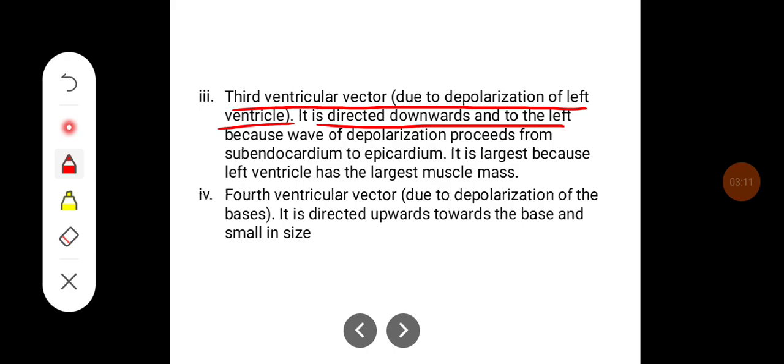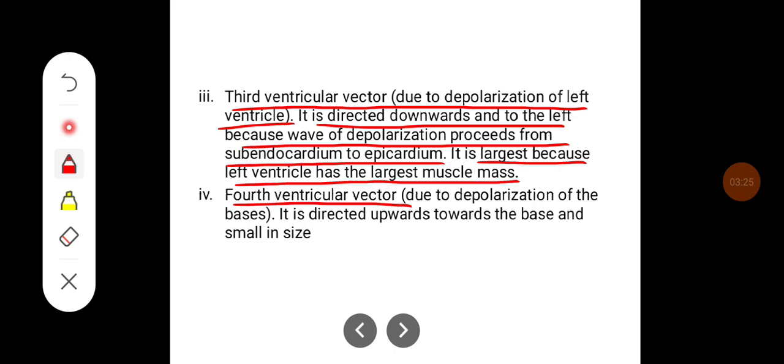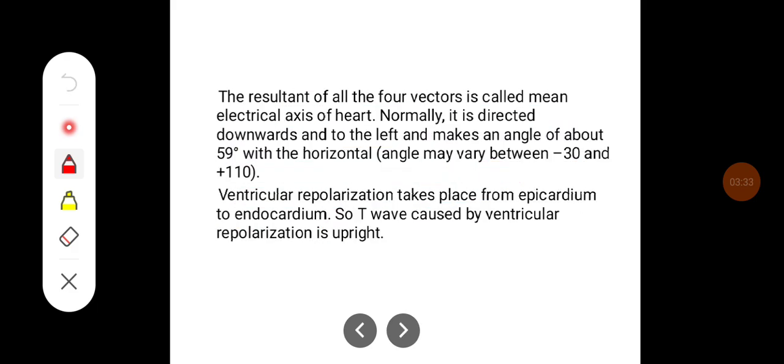The third ventricular vector is because of the depolarization of the left ventricle and it is directed downwards and left because the wave of depolarization proceeds from subendocardium to epicardium. It is the largest because left ventricle has the largest muscle mass. The fourth ventricular vector is because of the depolarization of the bases. It is directed upwards towards the base and small in size.